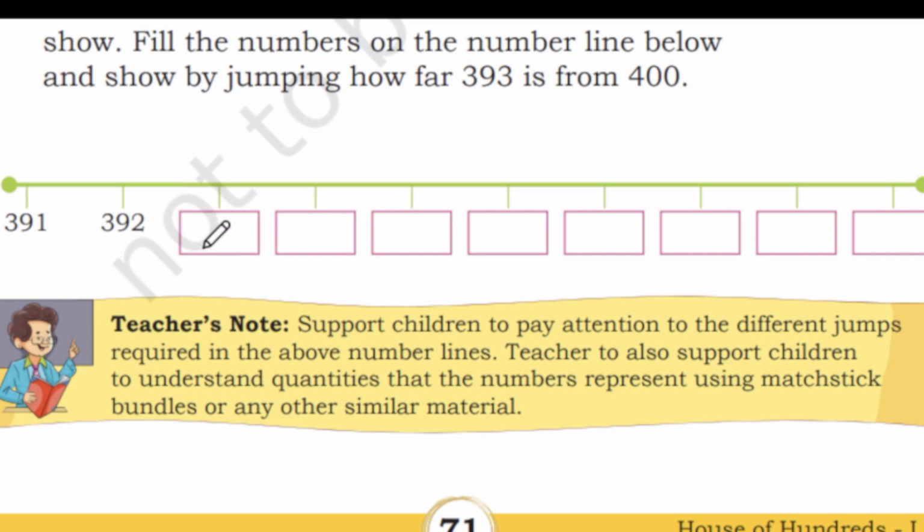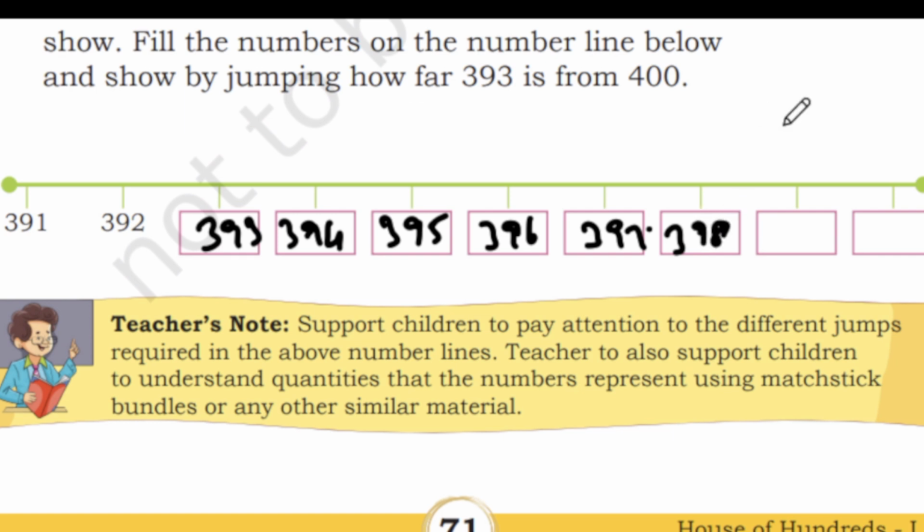So we have 391, 392, 393, 394, 395, 396, 397, 398, 399. This one is 400. Which is more? Obviously 400 is more. Use the number line and show.